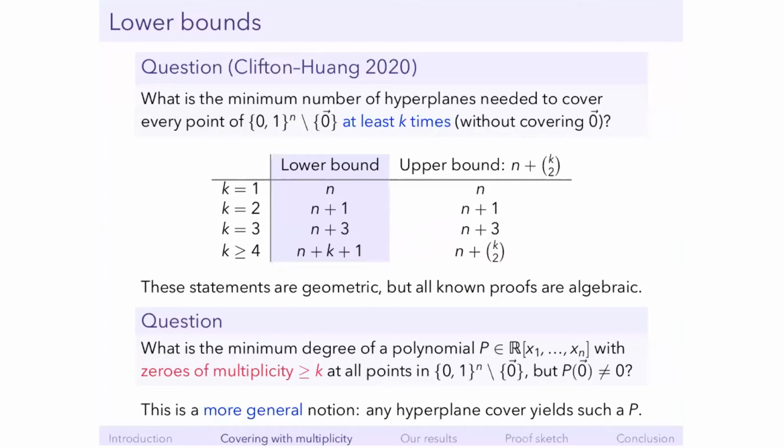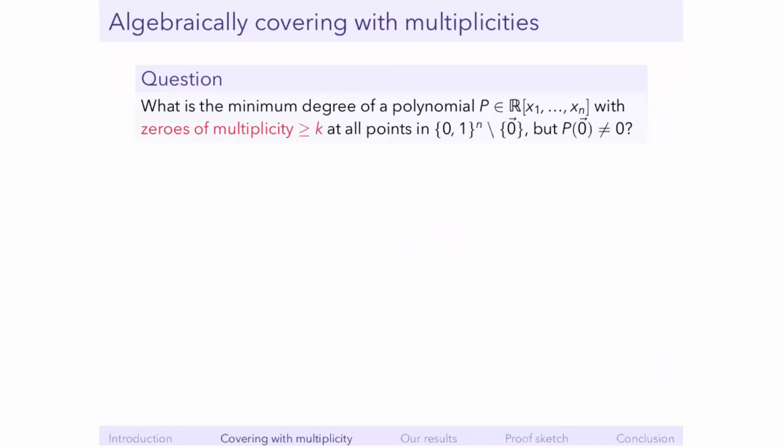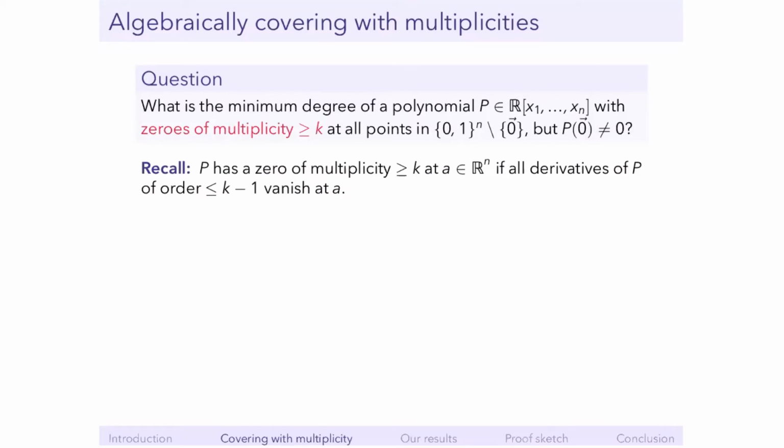Okay, so I want to talk a little bit more about this algebraic question of algebraically covering with multiplicity. So again, the question is, what's the minimum degree of a polynomial that vanishes to multiplicity at least k at every point of the hypercube while not vanishing at the origin? And just as a reminder, what it means to vanish with multiplicity at least k means that all the derivatives of order at most k minus 1 vanish at the point. So this is just the definition.